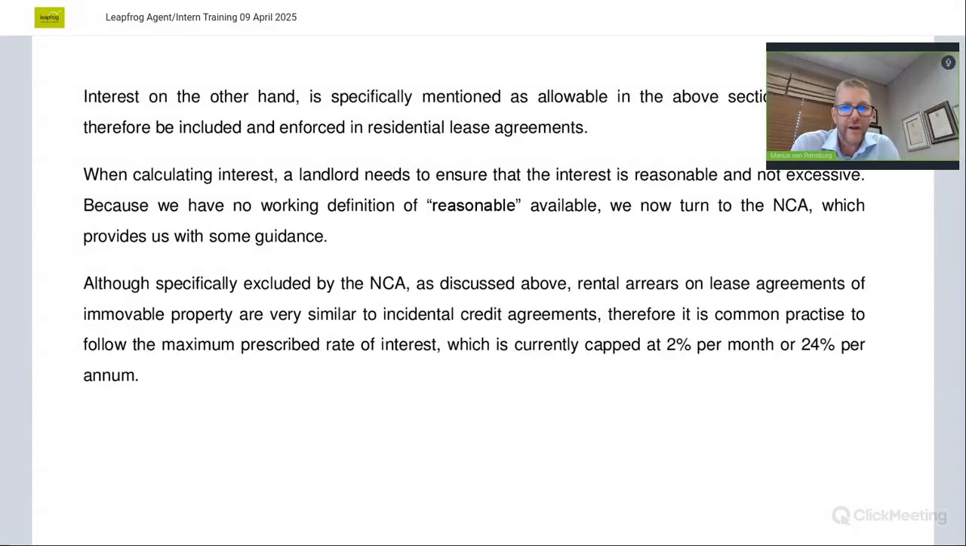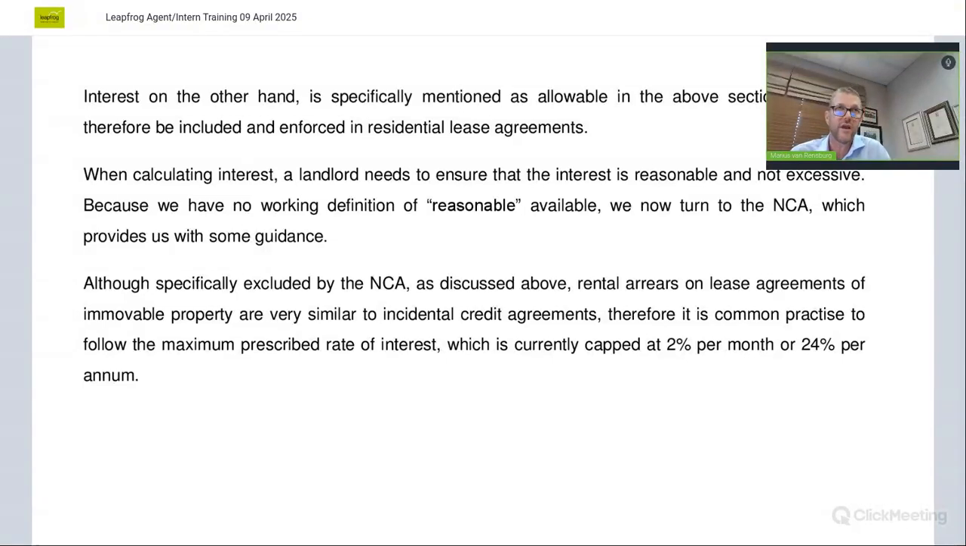The National Credit Act allows for a maximum prescribed rate of interest being capped at 2% per month or 24% per annum. I'm not saying the National Credit Act applies. We know it doesn't apply. What we're saying is we're going to determine what is reasonable. What can you put into your lease agreement? If you compare what's reasonable with what's allowed in terms of the National Credit Act, and the maximum prescribed rate of interest is currently capped at 2% per month or 24% per annum, then we can say that's reasonable as a maximum rate of interest.